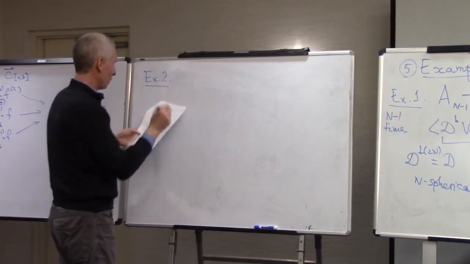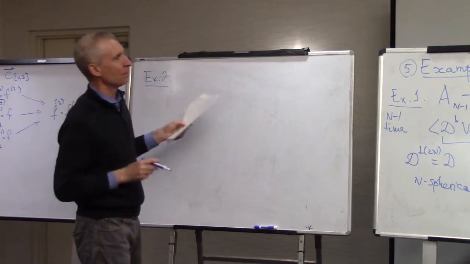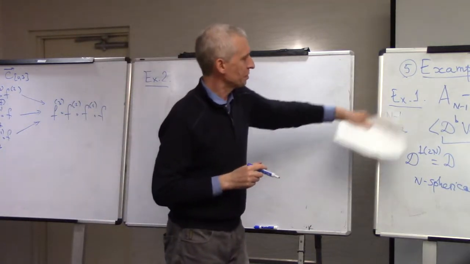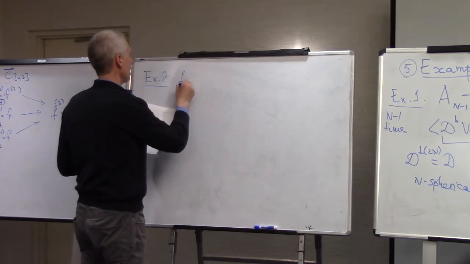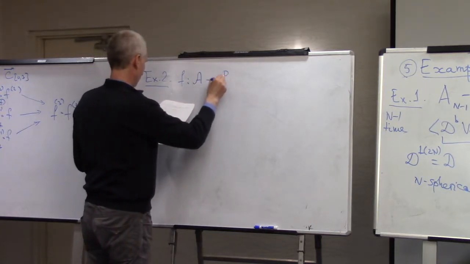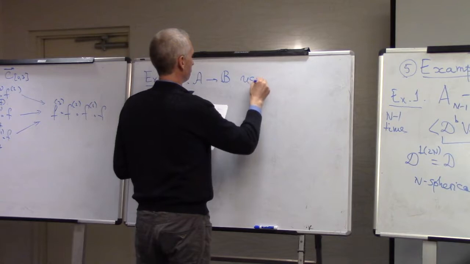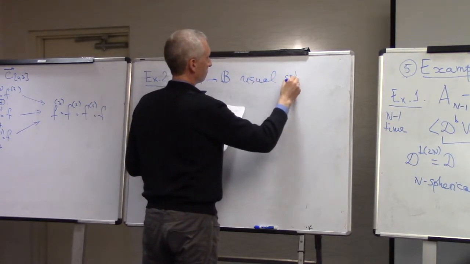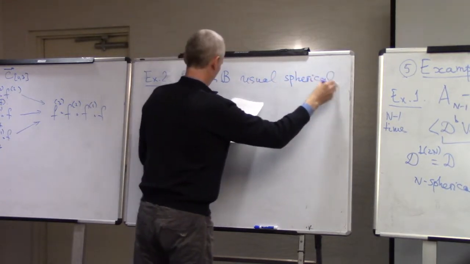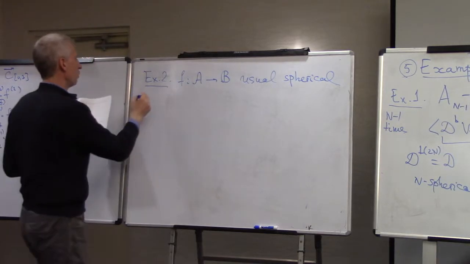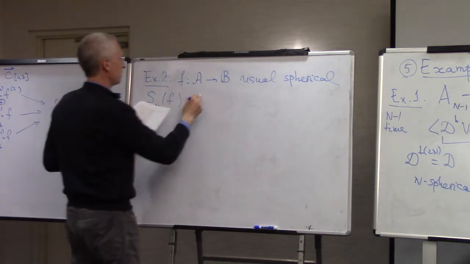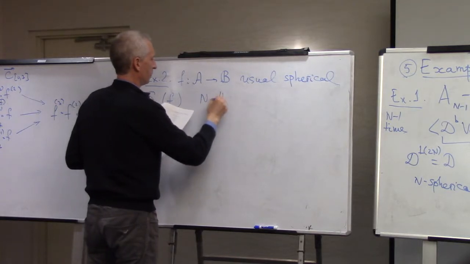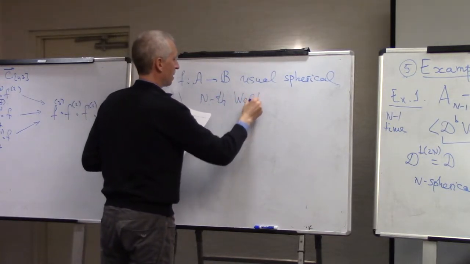Example 2. Suppose we have another example, so let me soup up this version a little bit. Suppose f from A to B is a spherical functor. Then we can form S_n(f), the nth Waldhausen category of f. I will explain in a moment.